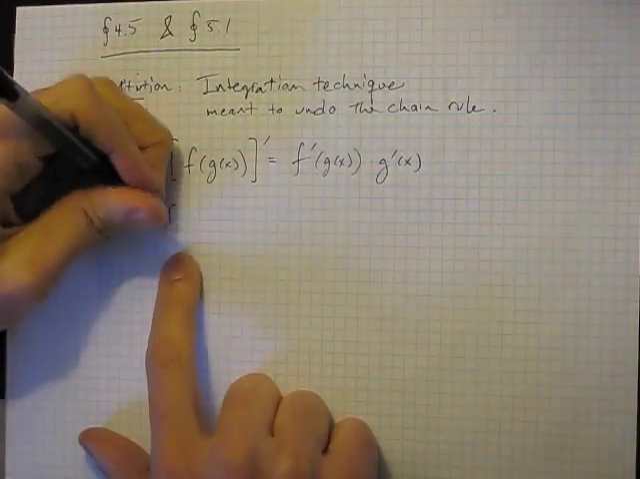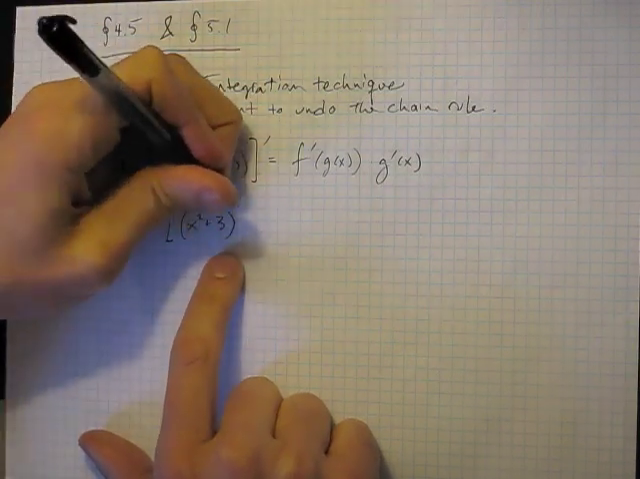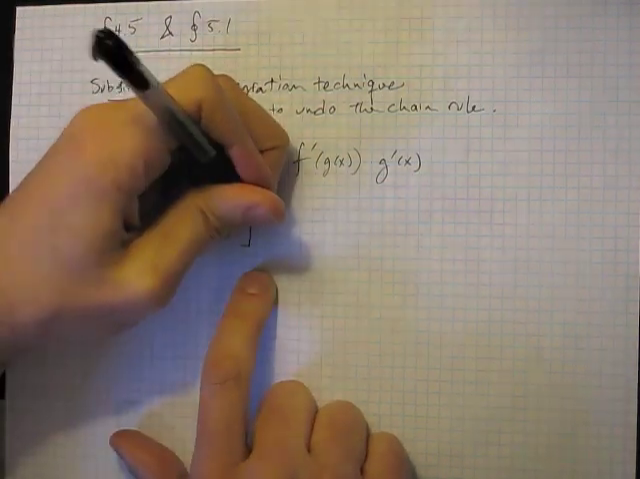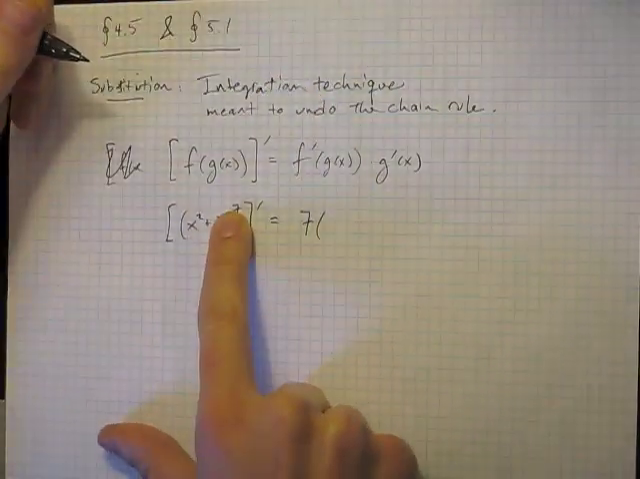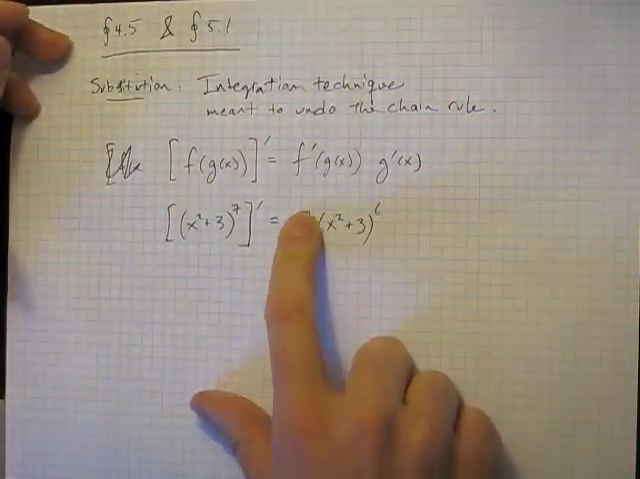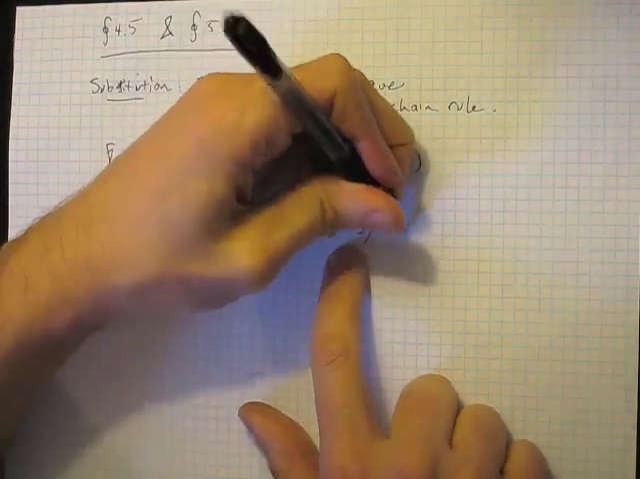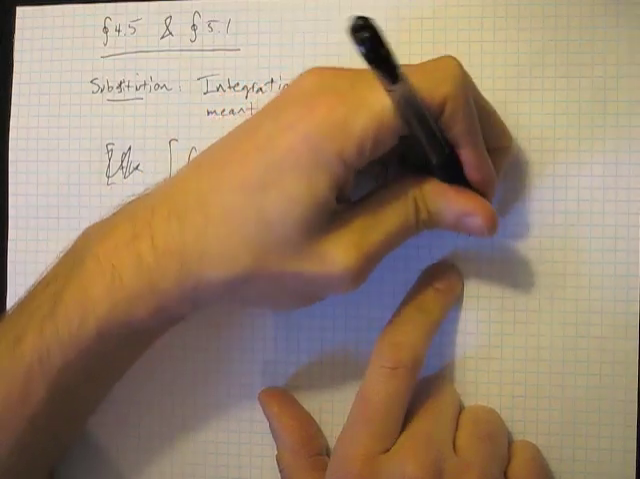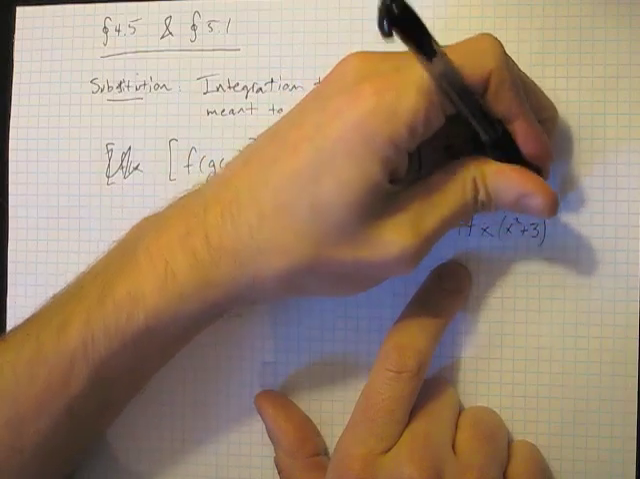So an example of this might be, suppose you wanted to compute the derivative of x squared plus 3 to the 7th power. Then you take the derivative of the outside, which is just raising something to the 7th: bring the 7 down, drop the exponent by 1, and then you multiply by the derivative of the inside function, which is 2x. Now, of course, this would never be written like this. It would be written as 14x times x squared plus 3 to the 6th power.